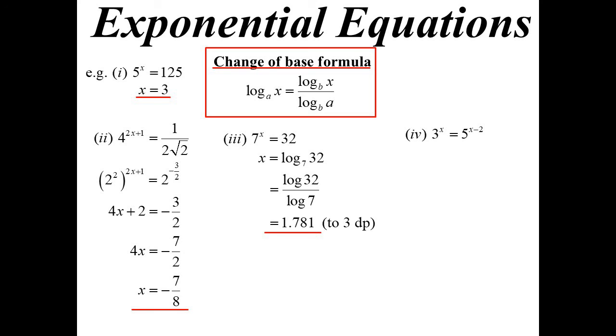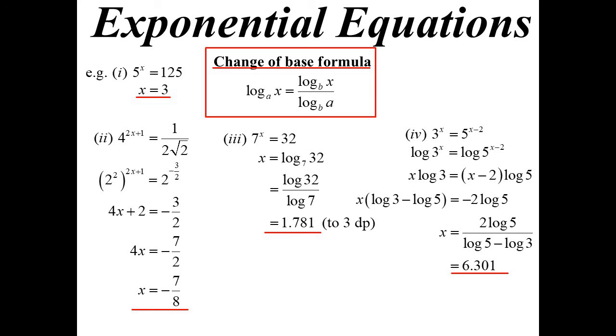3 to the power of x is 5 to the power of x minus 2. This is where we just use the idea, log both sides. Very tricky logging both sides. You just write the word log on both sides. That allows you to bring the powers to the front, and we should now be able to make x the subject of all that. So eventually we get 2 log 5 over log 5 minus log 3.